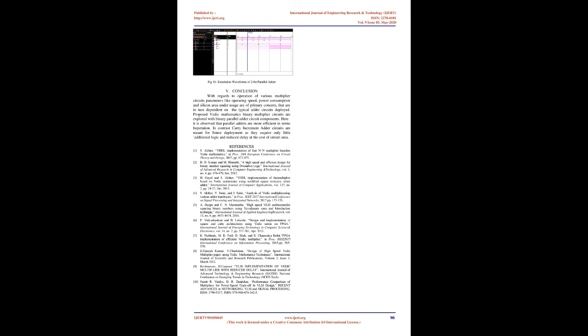V. Conclusion. With regards to the operation of various multiplier circuits, parameters like operating speed, power consumption, and silicon area under usage are of primary concern, and are in turn dependent on the typical adder circuits deployed. The proposed Vedic mathematics binary multiplier circuits are explored with binary parallel adder circuit components. Here it is observed that parallel adders are more efficient in terms of operation. In contrast, carry increment adder circuits are meant for future deployment as they require only little additional logic and reduced delay at the cost of circuit area.